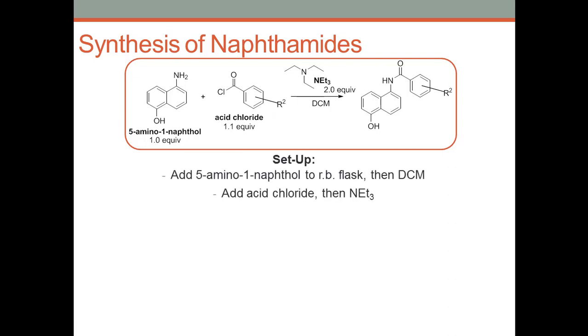To set these up, just add the 5-amino 1-naphthol to the round bottom, followed by your reaction solvent DCM. Then add your acid chloride, followed by triethylamine, and you're going to let these stir until the next lab period.